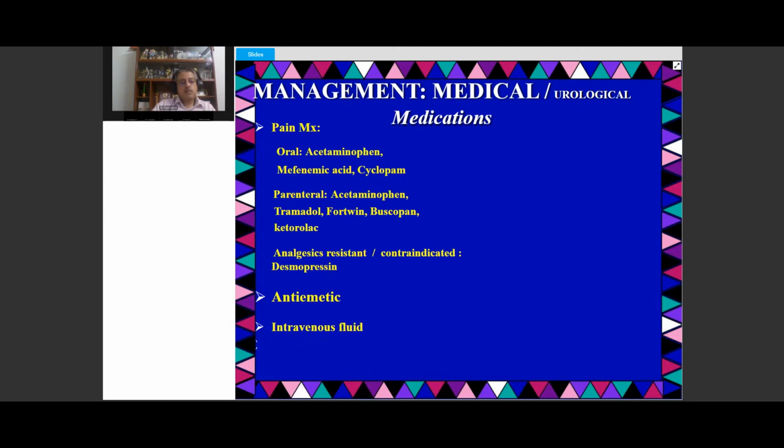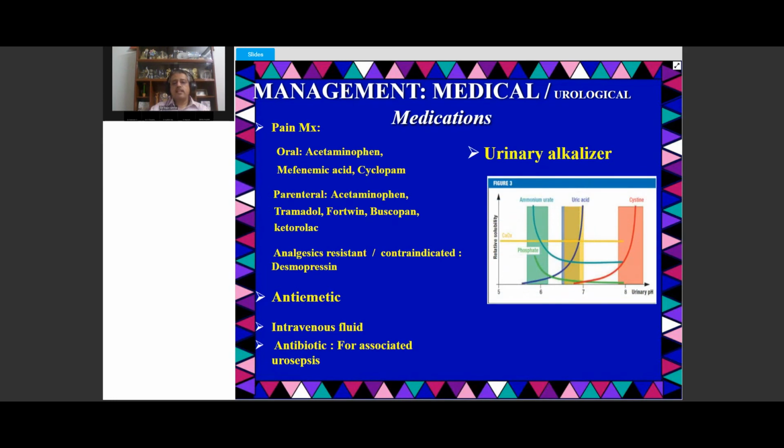Antibiotics are a must for associated urosepsis, and most of the guidelines say that when you are breaking up a stone or taking out a stone, antibiotics should also be given, because the stone might have bacteria in the nidus. Urinary alkalizer, we have already discussed that sometimes it is good, sometimes it is bad, and hence you should ideally know what you are dealing with.